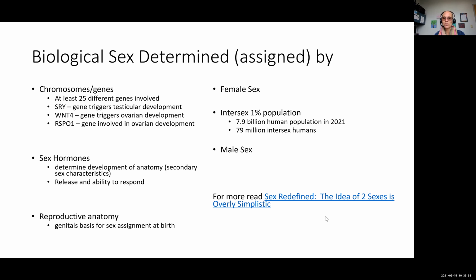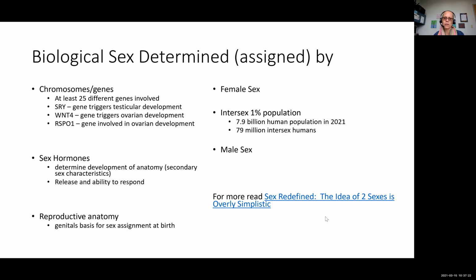We also see that there are about 25 different genes that are involved. Some of these are located on the Y chromosome, for instance, the SRY, and some of these are located on other chromosomes. And so depending on the combination of genes and chromosomes that your body has, that might influence the way that your reproductive anatomy has developed, or that might influence the type of hormones that you're producing.